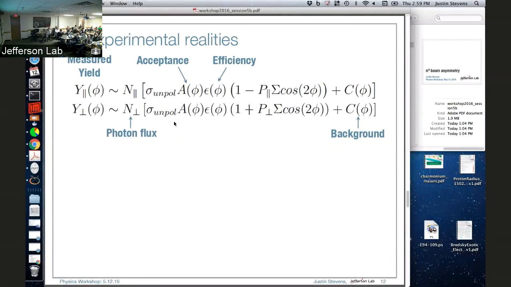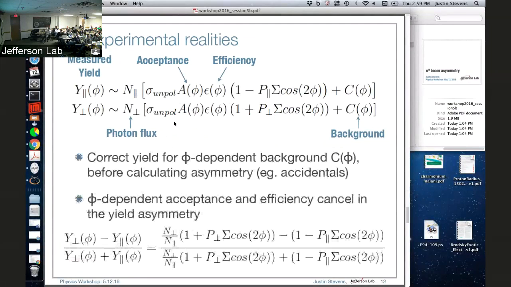So we have some number of incident photons on the target for each of those, that is the flux. We have these factors here for the unpolarized cross-section and acceptance and efficiency. And then this is the piece that's really different between the two polarization cases. And then finally, you have some other background, which could have some phi dependence that you need to consider.